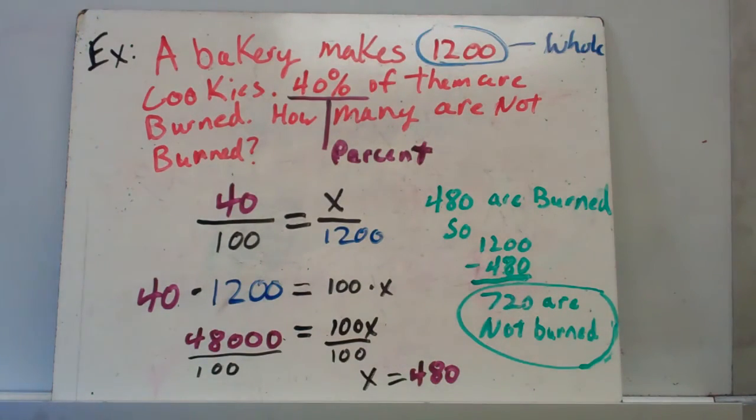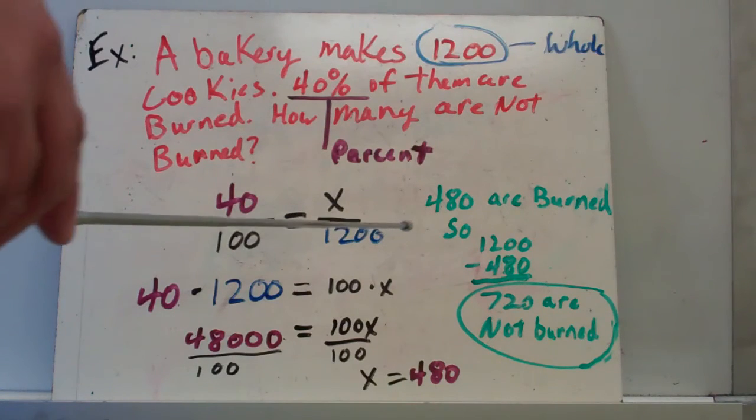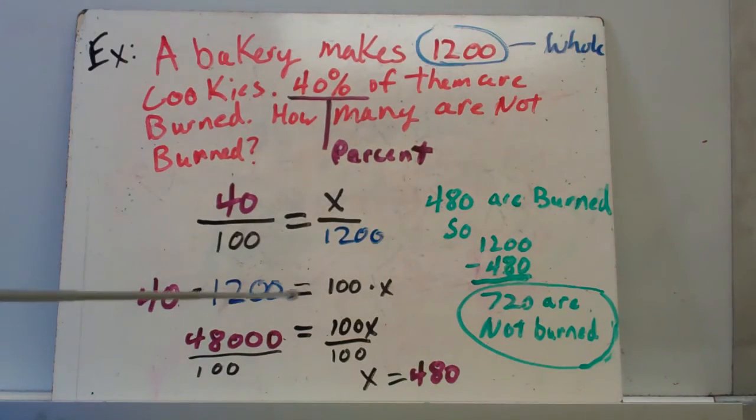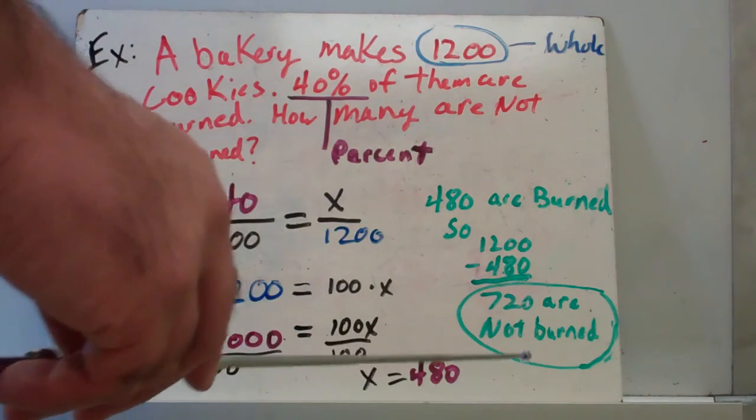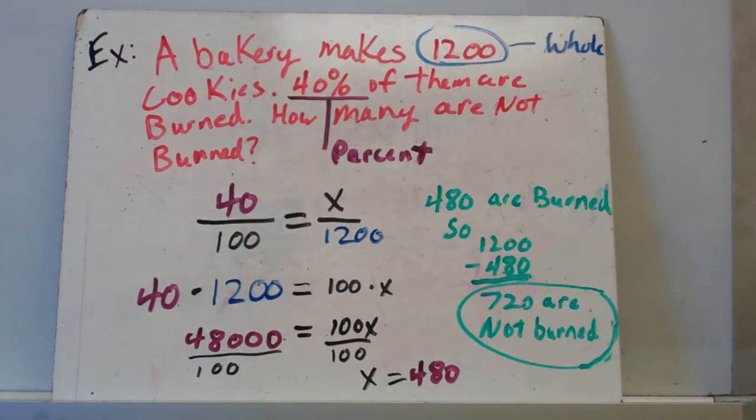But you have to pay attention because the question doesn't ask how many of the cookies are burned. It asks how many of the cookies are not burned. So we need to take our whole, which is 1,200, and subtract our part, which is 480, and we will end up with 720 cookies that are not burned.